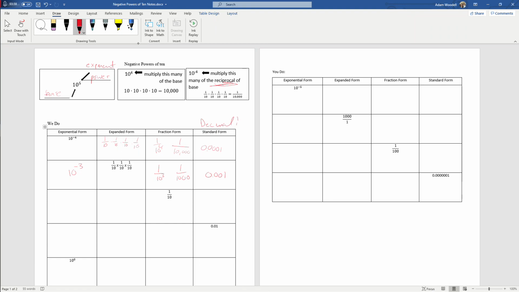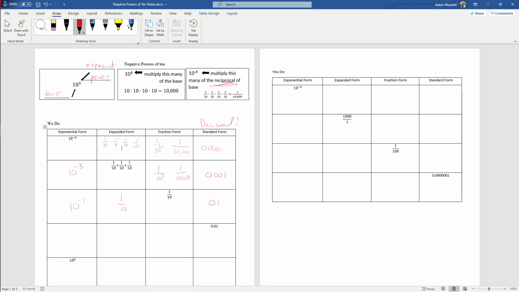Next, let's start with a fraction form. This one's pretty easy since there's only one of them, which means because there's 1/10, my exponent is going to be a 1, but remember it's the reciprocal, so it's negative. And then again, my decimal form, I'm taking this 1/10 and I'm just going to turn it into the decimal 1/10.